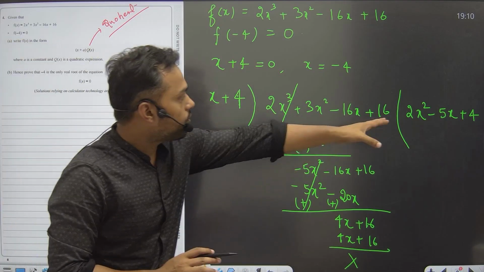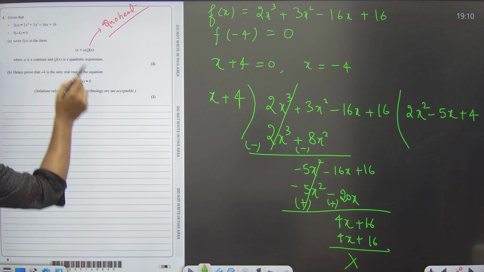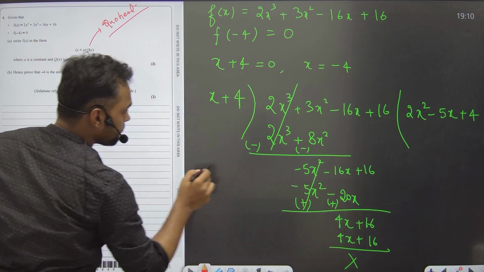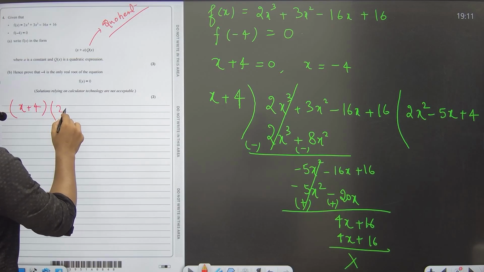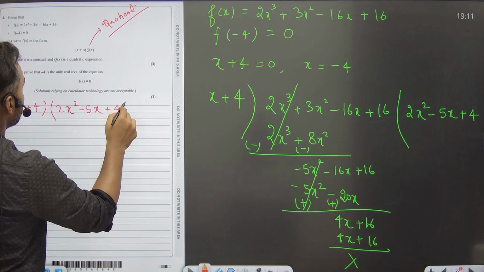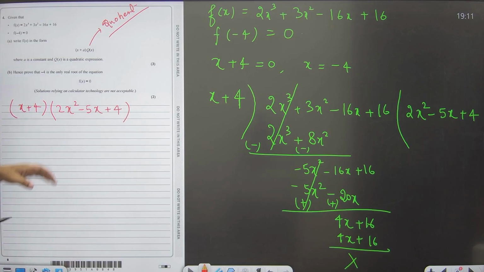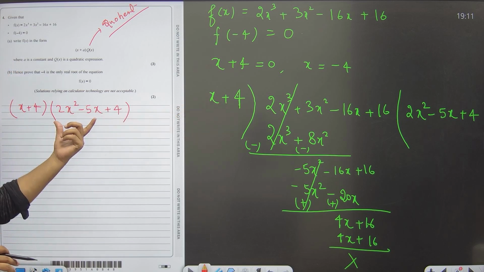Okay, so now this part and this part could be written. I'll show you how. So this is the function, student. So we can write it x positive of 4 cross of 2x square minus of 5x plus of 4. Okay, now you can see that we have written in the form which they have asked for, that is x plus a times q(x), where this is our quotient and I've shown you there, this is our quotient.